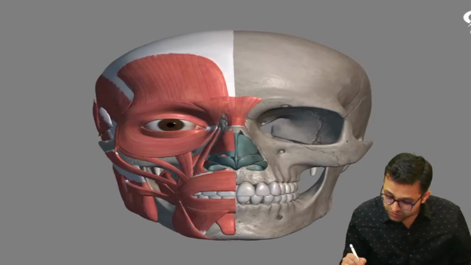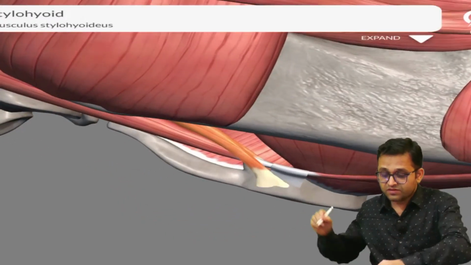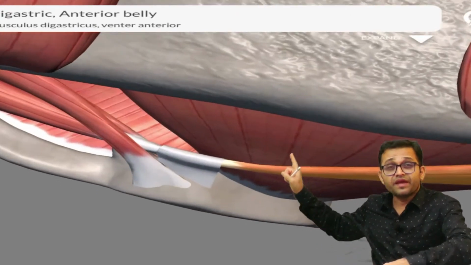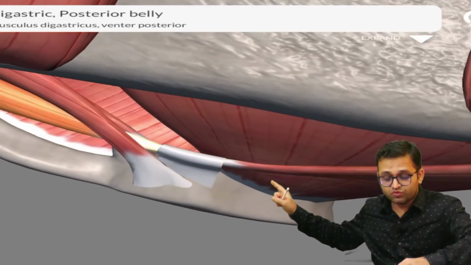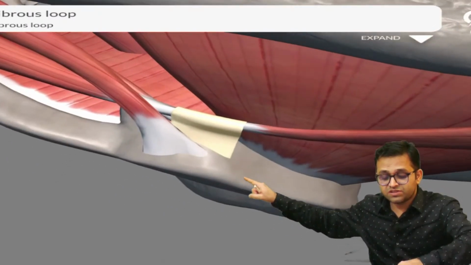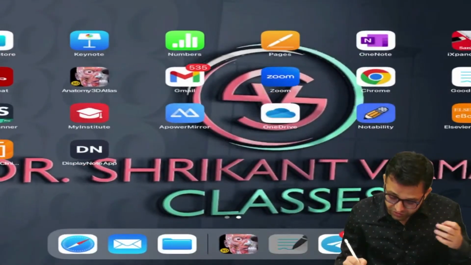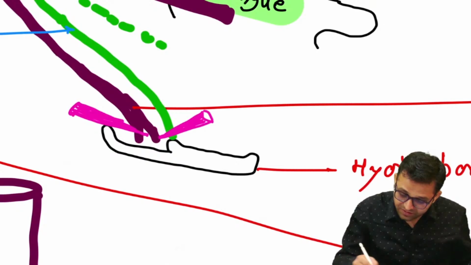Also, you can see there is the fibrous pulley. Again, showing this beautiful imagination. Can you see? Just look. This is your anterior belly. Here is the posterior belly. This is our fibrous pulley, and it is located just in front of the lesser cornu. Yes, sir, you can show it in this image.